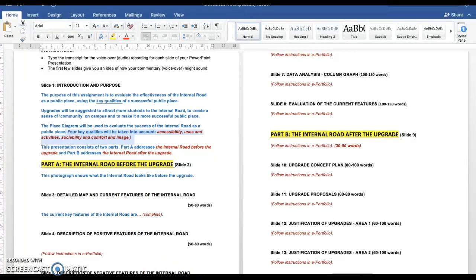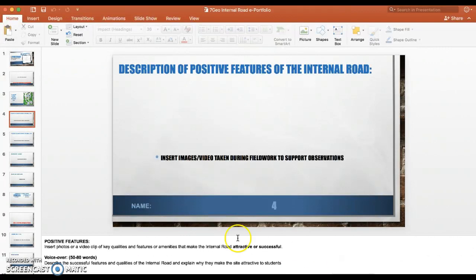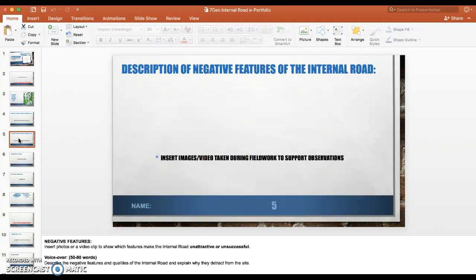Okay, the next slide then, as you've probably realized, is about the negative features of the internal road. So for me, I would say that comfort and image is probably not a really good quality of the internal road, in the way that it's got a lot of bitumen, there's not a lot of grassy areas to sit. So I would take some photos of the bitumen areas and say that that is quite a negative feature of the internal road, relating that to comfort and image.